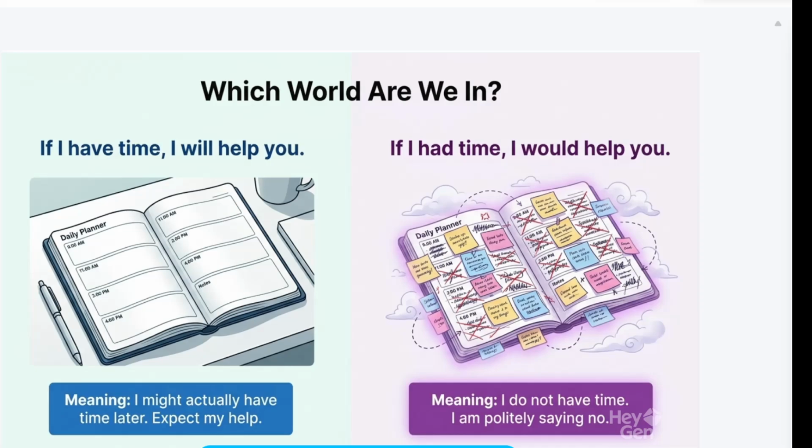Now compare it with, if I had time, I would help you. This is the second conditional. Here, the meaning is different. I do not have time, so I am politely saying no. The grammar changes because the meaning changes. Have and will help show a real possibility. Had and would help show an imaginary or unreal situation.